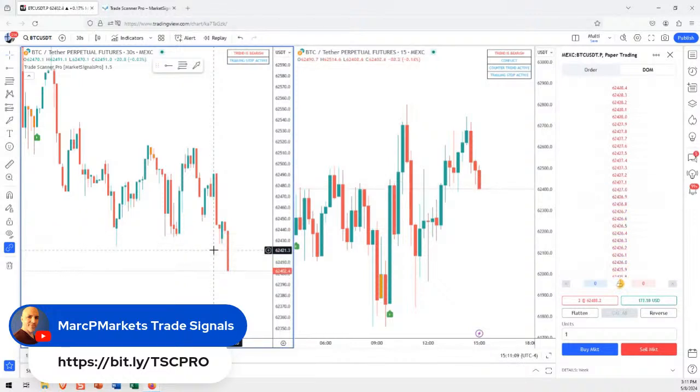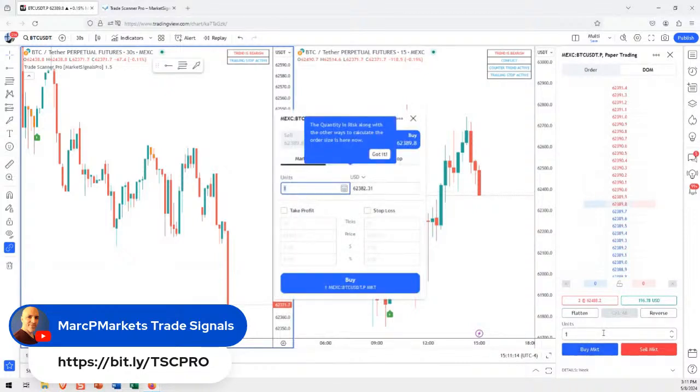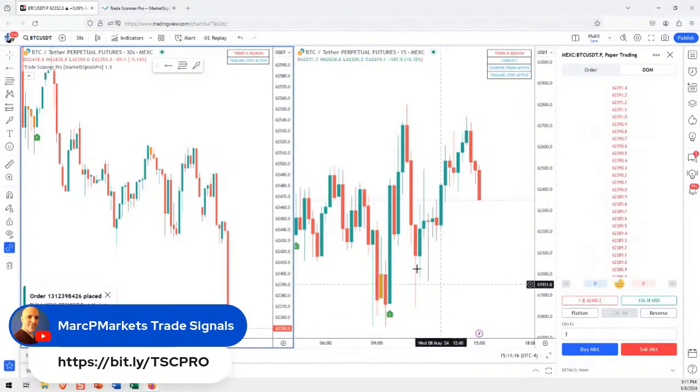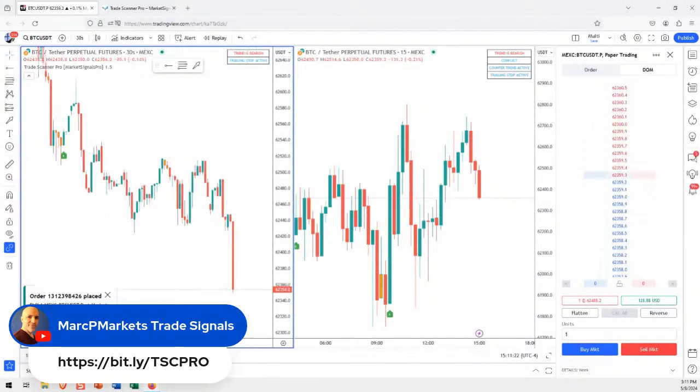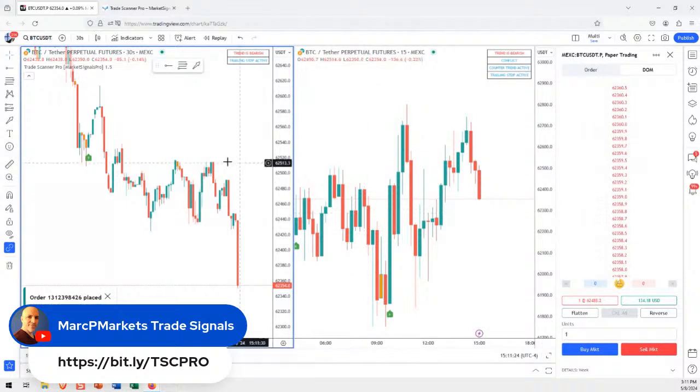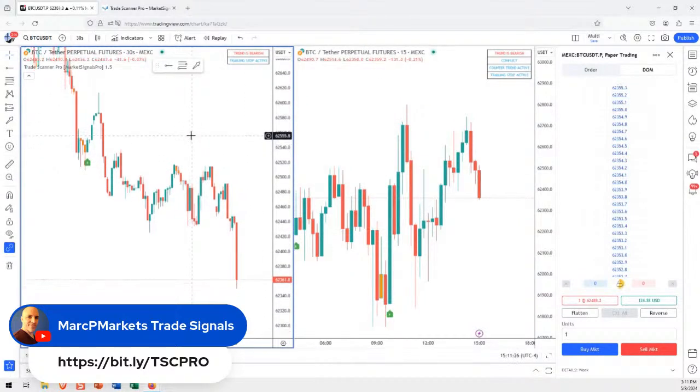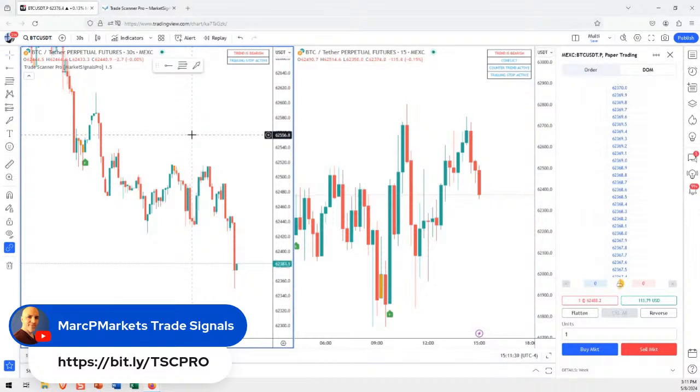Okay, there we go. Beautiful. Let's buy one back. Bought one. Oh man, there we go. That's what happens when you break support. That's what I'm talking about. Too bad we never had a signal, but I'm still in because of the TradeScanner Pro. The TradeScanner Pro was able to help me take advantage of that.